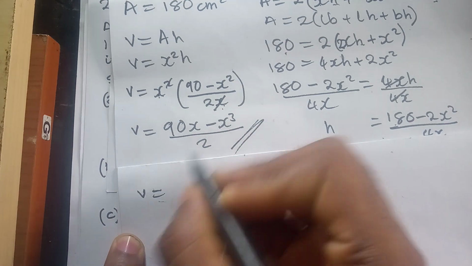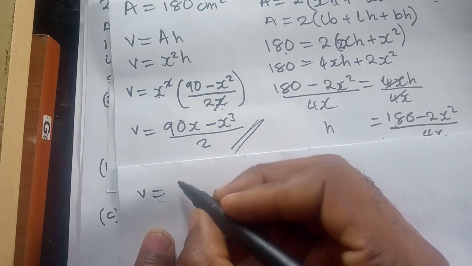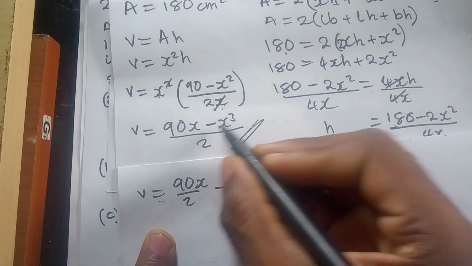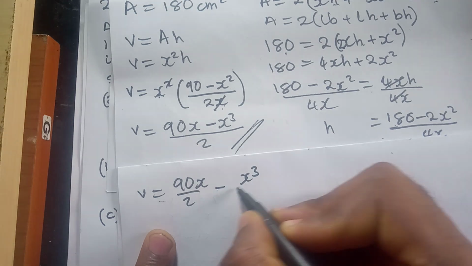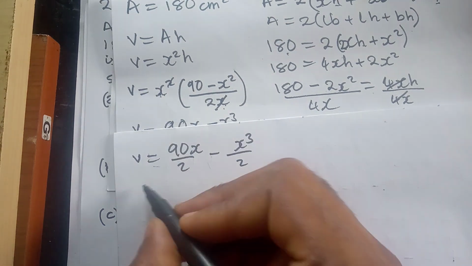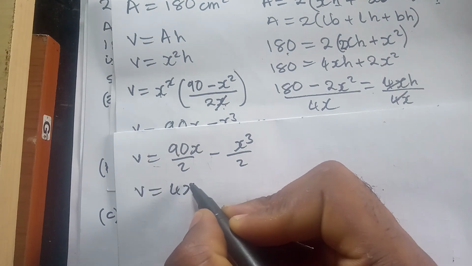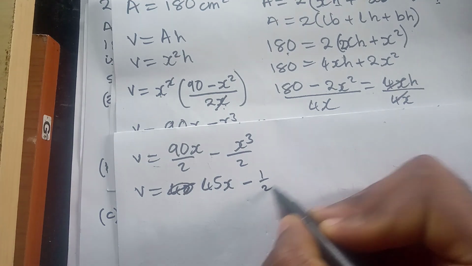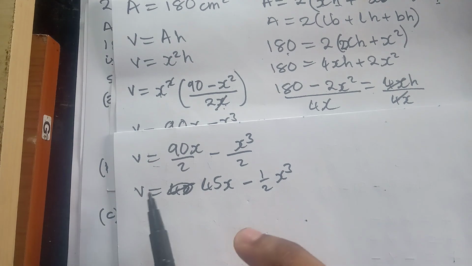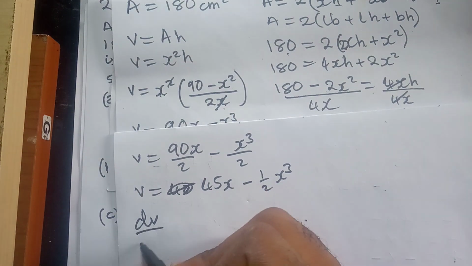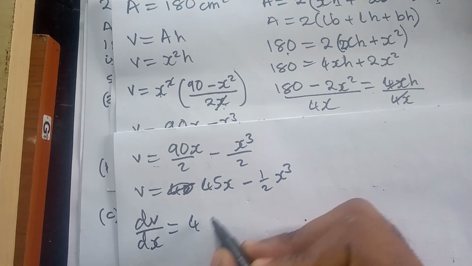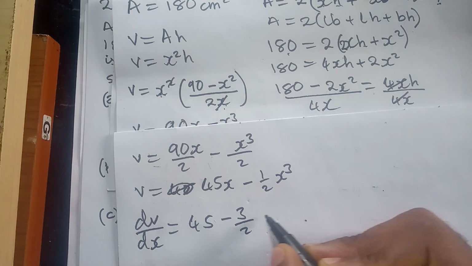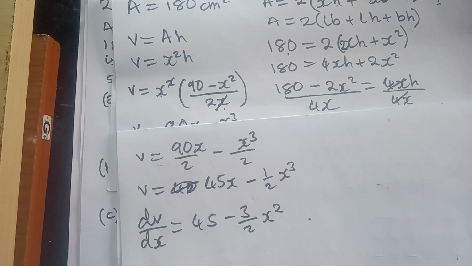But before I do that, let me just separate the numbers so that it's much easier for me. 90x over 2 minus x cubed over 2. So now this is 45x, and then this is half x to the power 3. So now let's differentiate this with respect to x. dV/dx will be 45 minus 3 over 2 x, and this power will reduce by 2.